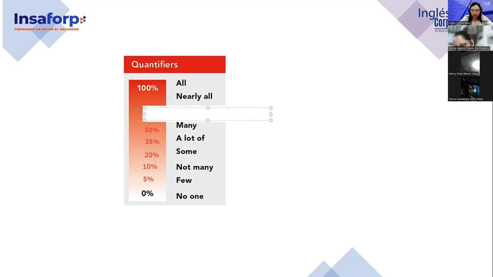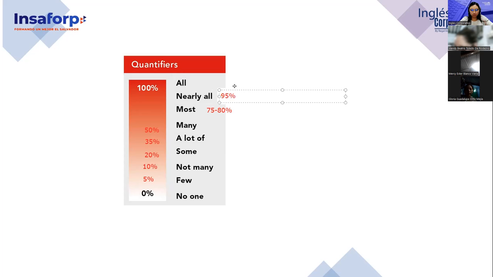What is your opinion about this one? 75. 70 or 80, right? From 70 to 80%. That's all right. Nearly all, casi todos. Ah, aquí ya no se ve. Lo voy a poner por aquí. Nearly all, casi todos. Nearly all. 95. This goes like this. 95. Yeah, yo también le daría 95.